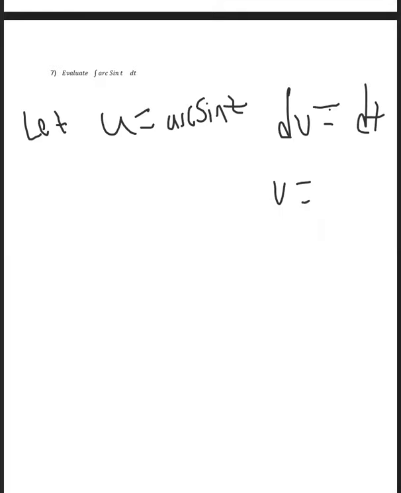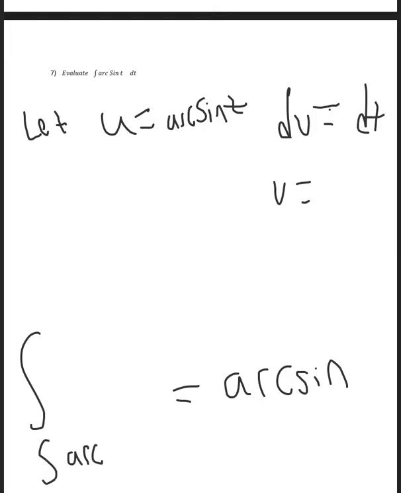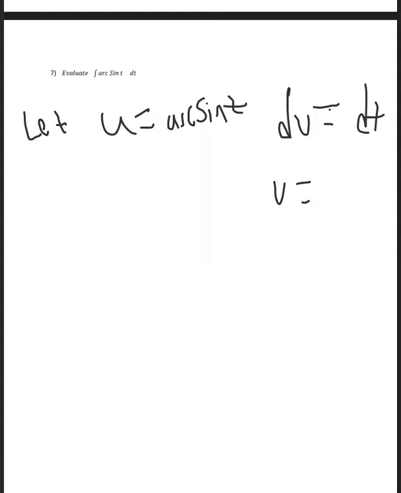I know, don't get confused. One of the integral formulas has an arcsine as the answer, but none of the integral formulas have an arcsine in the actual integral. So just keep that in mind. So u is arcsine of t, dv is dt.